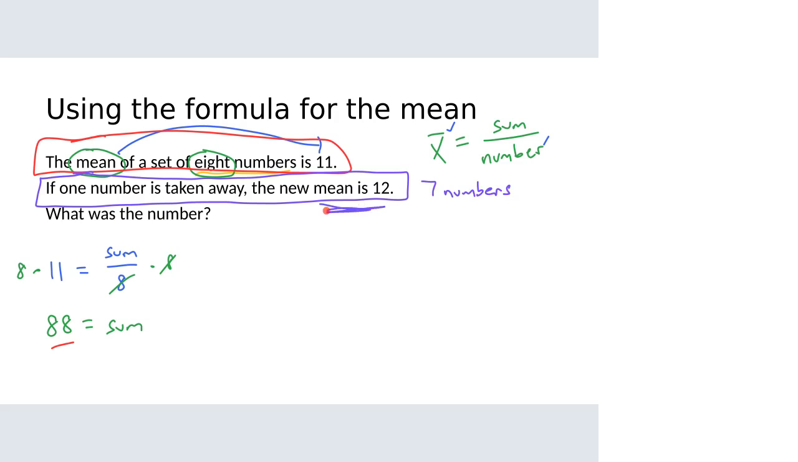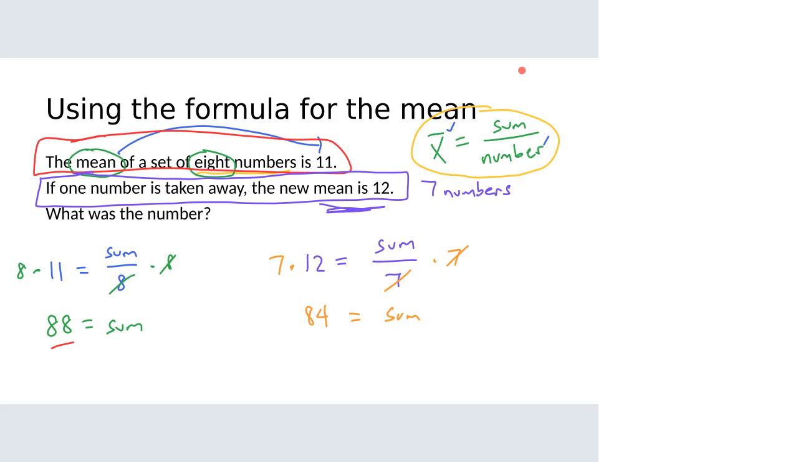I'm just going to use this formula up here again, because again, I know the mean and I know how many there are. The mean is now 12, and I don't know what they add up to, but I know there are 7 of them. Let's figure out what that sum must be. We'll multiply both sides by 7. These cancel, and the sum of this new set of numbers, which only has 7 in it instead of 8, is 7 times 12, that's 84.